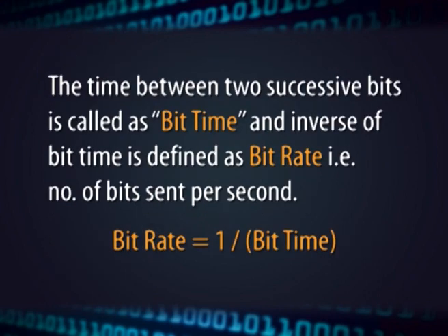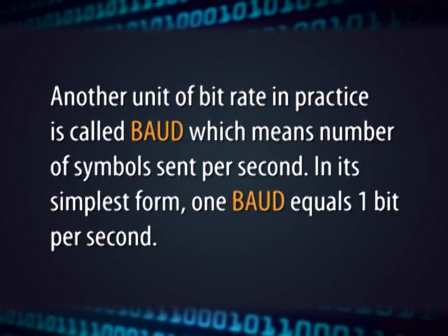The time between two successive bits is called bit time, and the inverse of bit time is defined as bit rate, that is, the number of bits sent per second. So, we can write an equation as bit rate is equal to 1 upon bit time. Another unit of bit rate in practice is called baud, which means the number of symbols sent per second. In its simplest form, 1 baud equals 1 bit per second.